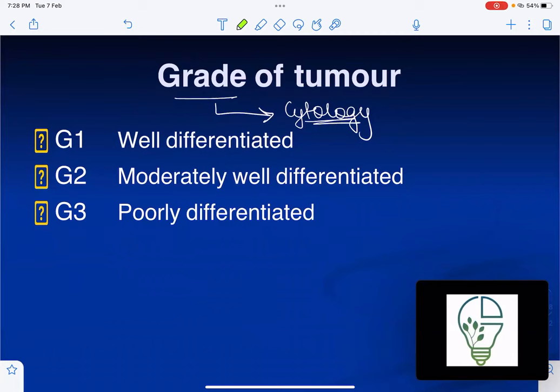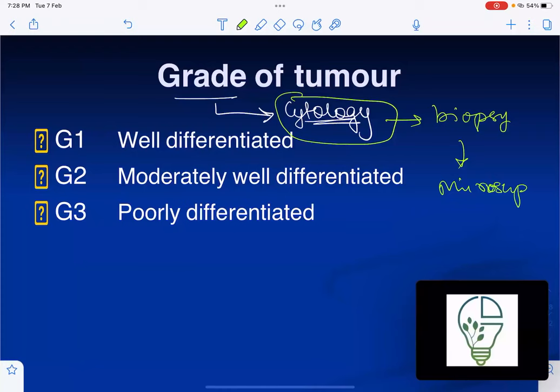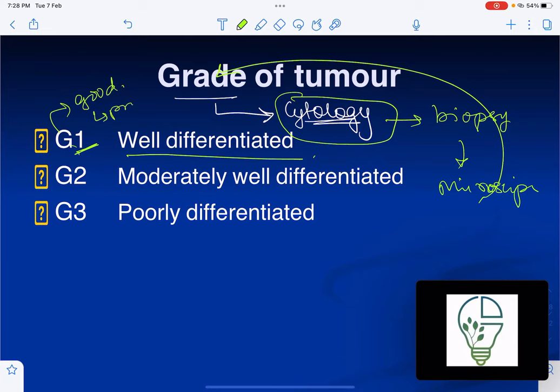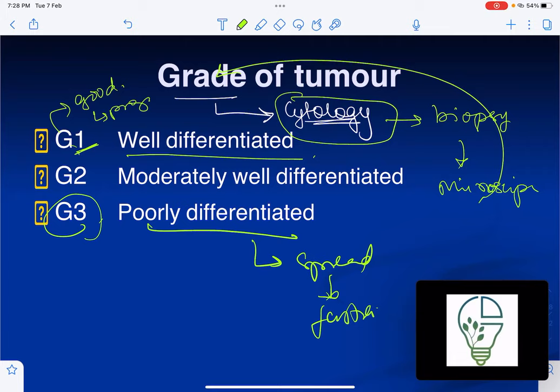And the grade of the tumor basically depends on the cytology, meaning we take a biopsy and we see it through a microscope. And this is what determines the grade of the tumor, all right? So G1 means well-differentiated. They have good prognosis. They will progress very slowly. So the time frame that we have to treat the patient is a lot longer compared to a G3, where it's poorly differentiated. It's going to spread very fast and we need a faster approach as well, all right? G2 is moderately well-differentiated. That's the thing.